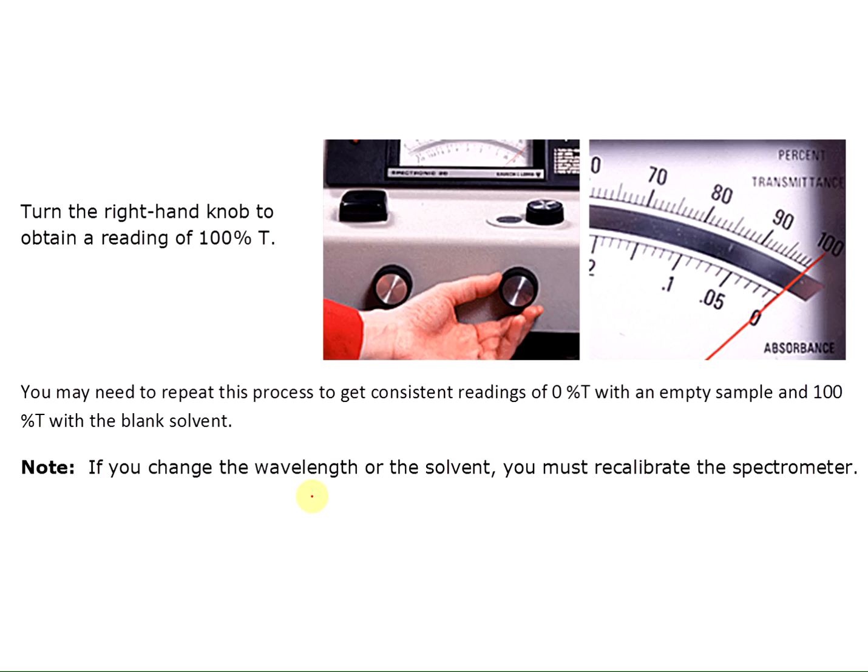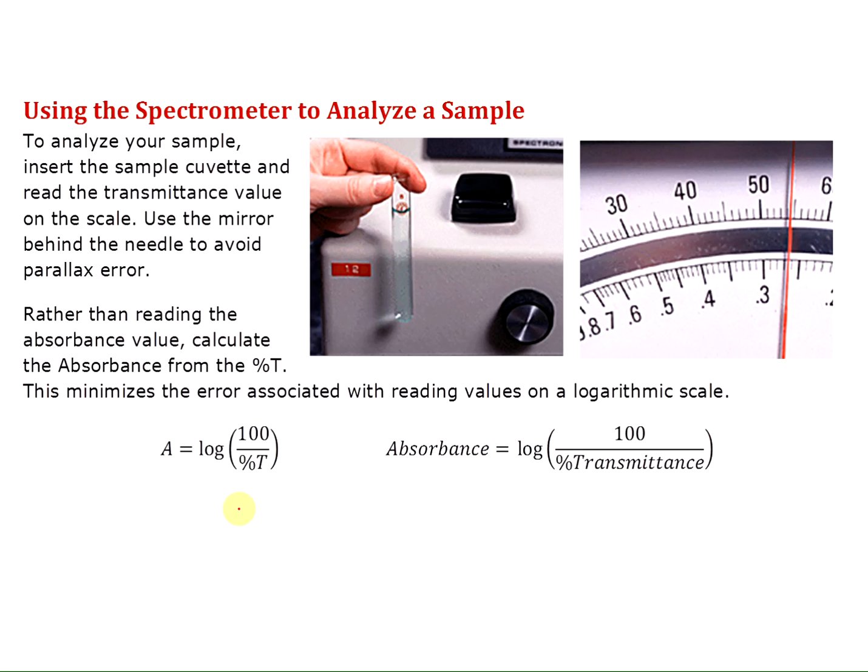Now also, if you change the wavelength or you change the solvent, you have to recalibrate the spectrometer. But in this experiment, once you calibrate it, you shouldn't have to recalibrate it again because we're not going to be changing the solvent and we're not going to be changing the wavelength. Now finally, to analyze your sample, insert the sample cuvette and read the transmittance value on the scale and use the mirror behind the needle to avoid the parallax error.